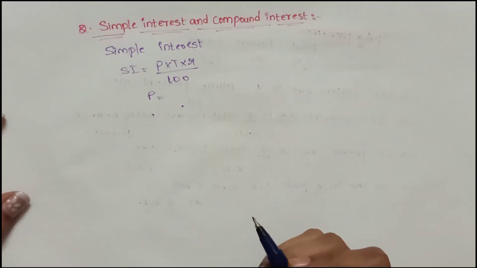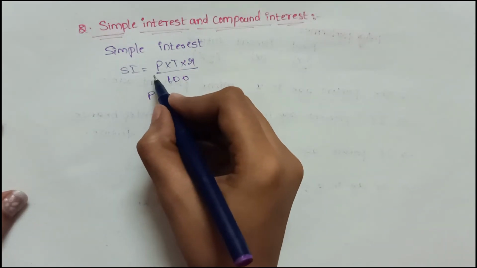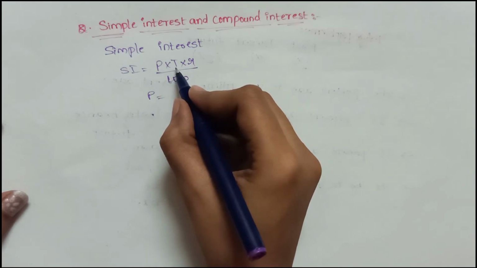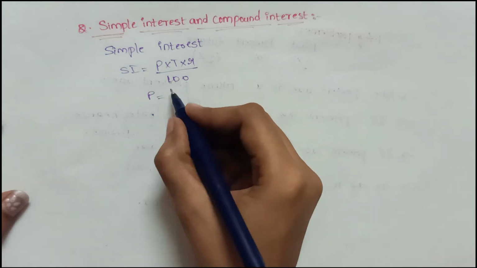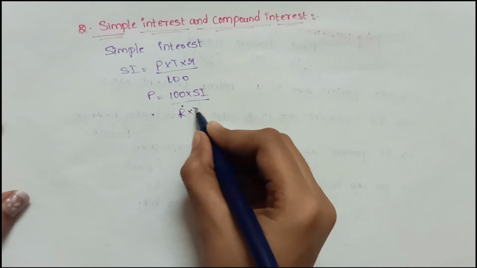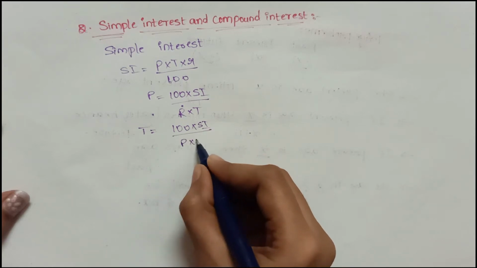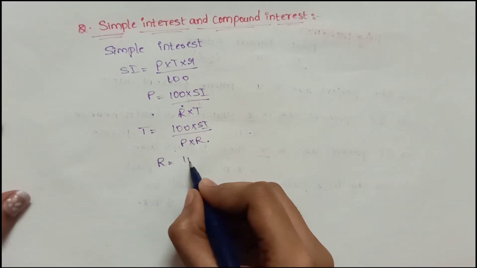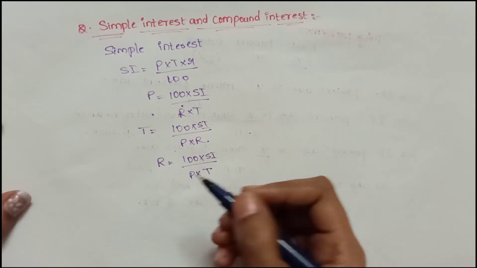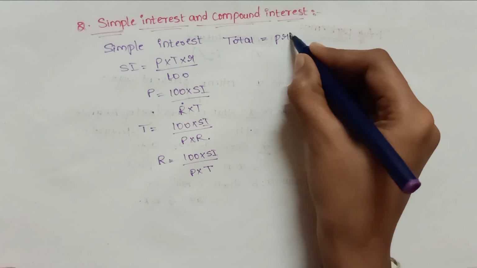Second topic, simple interest and compound interest. Now first I will say about simple interest. Basic formula, simple interest is equals to P into T into R by 100. P means principal amount, T means time, R is rate. Where principal amount is equals to 100 into simple interest by R into T. Where T is equals to 100 into SI by P into R, where R is equals to 100 into SI by P into T, where we have another formula in simple interest, where total amount is equals to principal plus simple interest.